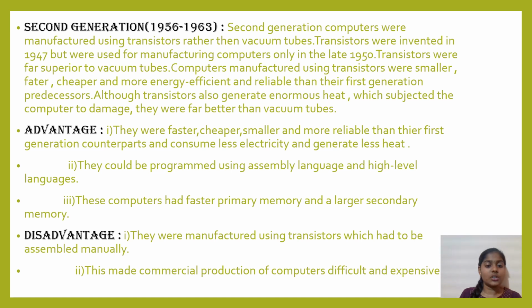Advantages of second generation. They were faster, cheaper, smaller and more reliable than their first generation counterparts and consume less electricity and generate less heat. Second, they could be programmed using assembly language and high-level languages. Third, these computers had faster primary memory and a larger secondary memory. Disadvantages of second generation. They were manufactured using transistors which had to be assembled manually. This made commercial production of computers very difficult and expensive.